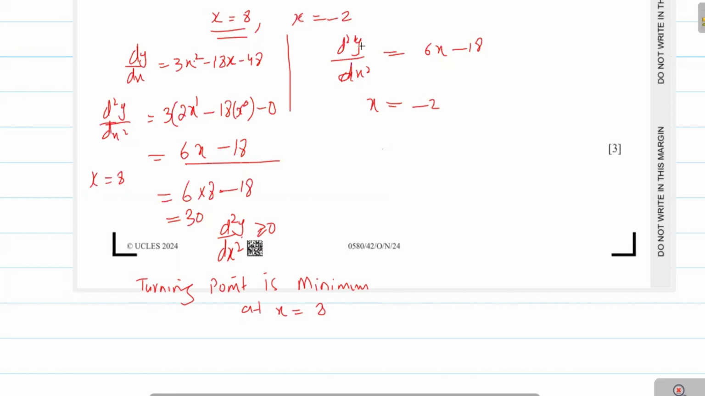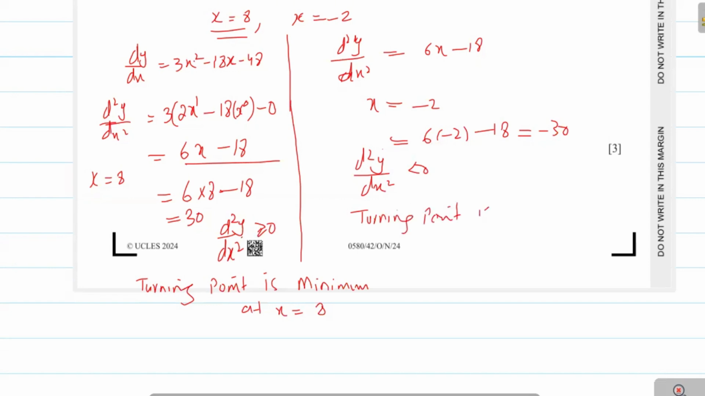When d square y over dx square is greater than 0, this is a minimum at x equal to 8. And we see at x equal to minus 2, d square y over dx square is 6x minus 18. For x equal to minus 2, this value becomes 6 into minus 2 minus 18. This will be equal to minus 30. Therefore, d square y over dx square is less than 0. Therefore, the turning point will be a maximum at this value. And we write that the turning point is a maximum at x equal to minus 2. This is the answer.